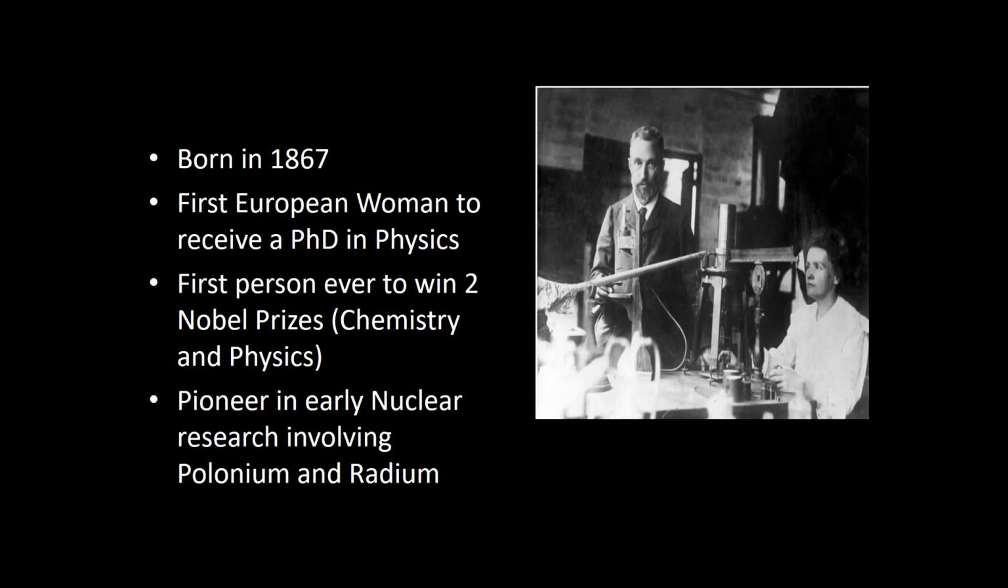But Marie Curie, she was born in 1867. She was the first European woman to get a PhD in physics, first person ever to win 2 Nobel Prizes, one in chemistry, one in physics, pioneer in early nuclear research involving polonium and radium. She's often shown with her husband Pierre, like in this picture here, even though he really didn't do anything nearly as important as she did.